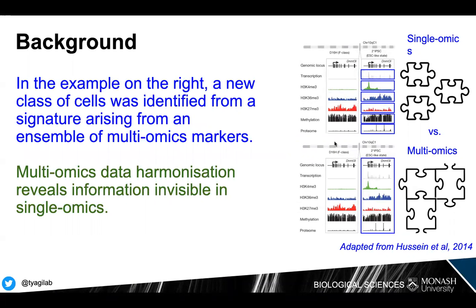In the example on the right, a new class of cells was identified from a signature which arose from an ensemble of multi-omics markers. We can see that there are different data types here: transcription data, histone data, methylation data, and proteome data. Individually, these blocks of information give valuable insight, but it's only when they're combined that we get a more complete picture of the biological system. In this case, a new category of cell was identified. So multi-omics data harmonization can reveal information that's invisible in single omics data.